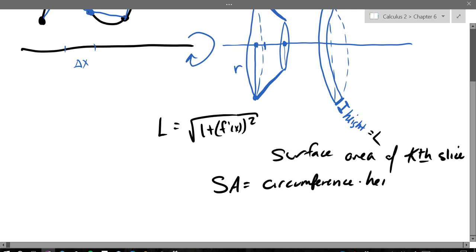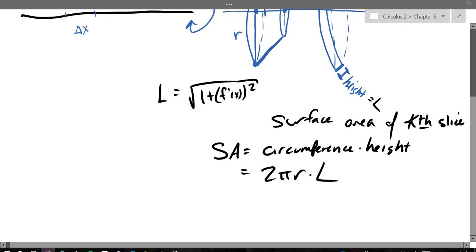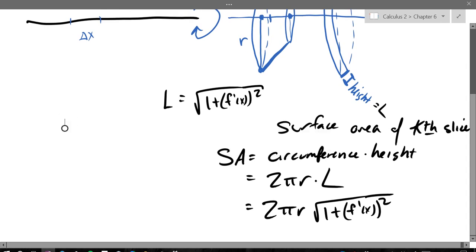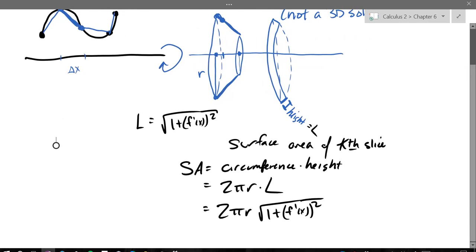So it's going to be circumference times height, and our circumference is 2 pi r. Our height, I'll write it as L originally, and L is this square root thing right here. So we have 2 pi r times square root 1 plus f prime x squared. So it's a little bit weird because we're not using the real height, we're using this sort of slanted height. So that's going to seem a little strange.